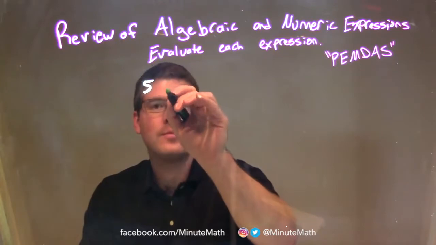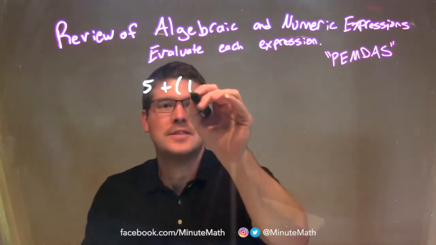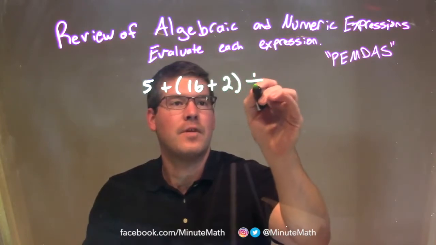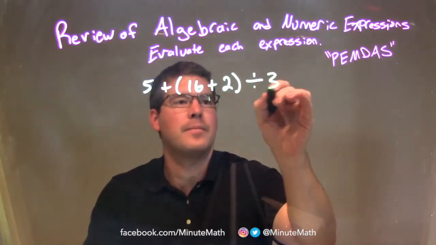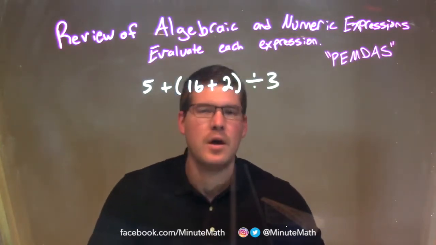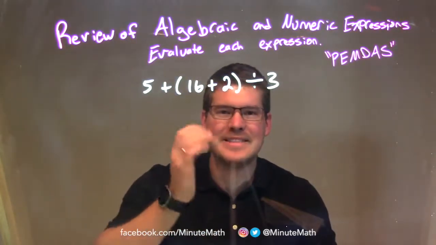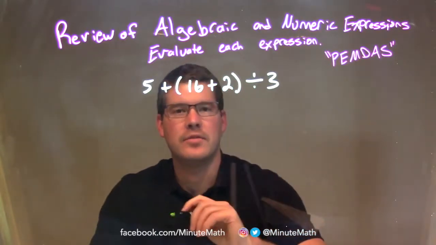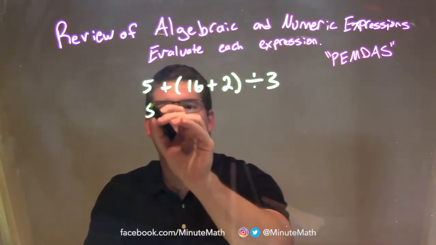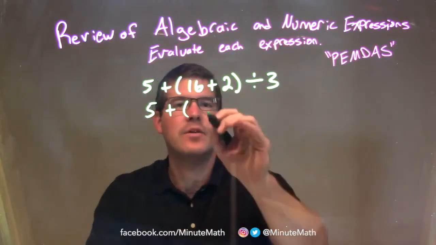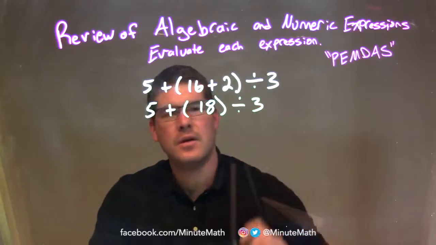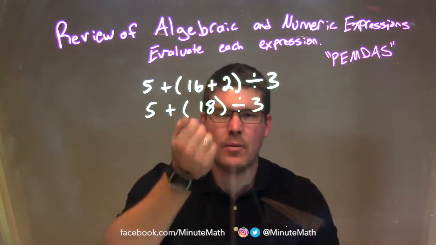5 plus (16 plus 2) divided by 3. So 5 plus (16 plus 2) divided by 3. Well, our first step is to deal with inside a parenthesis with 16 plus the 2. So inside that parenthesis, we need to simplify that. So we bring down the 5 plus 18, divided by 3. Well, there's nothing inside the parentheses that we can simplify.